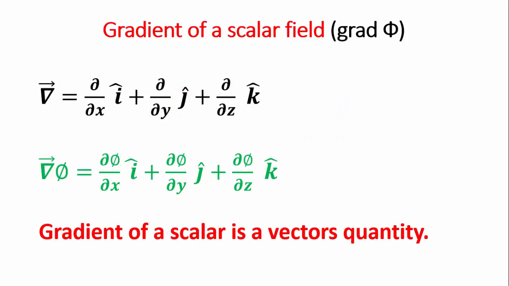Gradient of a scalar field. Scalar field already we have seen. If phi is a scalar field, we know this del operator. This del operator is indicated by del bar. It is delta by delta X i cap plus delta by delta Y j cap plus delta by delta Z k cap. Simply if we apply this del operator on phi, we get delta phi by delta X i cap and so on. Remember the i cap is just as it is, and this quantity is called as gradient. Gradient of a scalar field is a vector quantity.